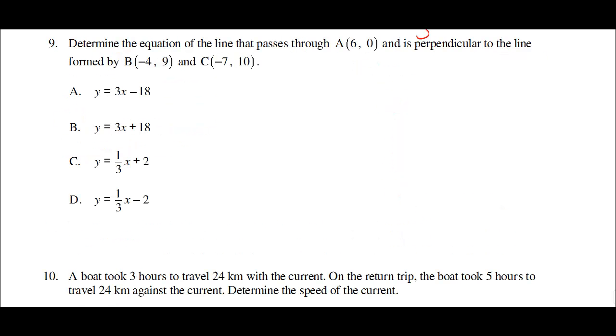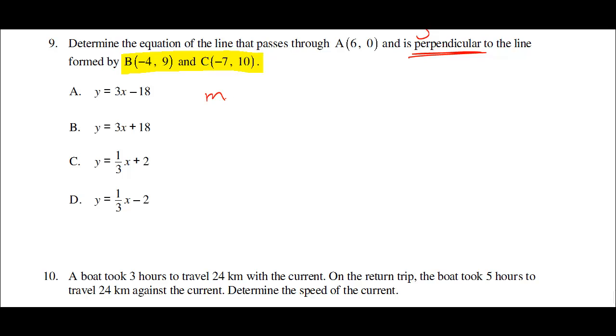Number 9, determine the equation of a line that passes through point A, which is located at 6, 0, and is perpendicular to the line formed by B and C, B being at negative 4, 9, and C being at negative 7, 10. The thing I would key on right away is the word perpendicular. Remember, when something is perpendicular, it means that the slope is the negative reciprocal. So my game plan here is to take these two coordinates, find their slope, and know that the slope of the new line is going to be perpendicular to whatever that is. So let's try and find the slope.